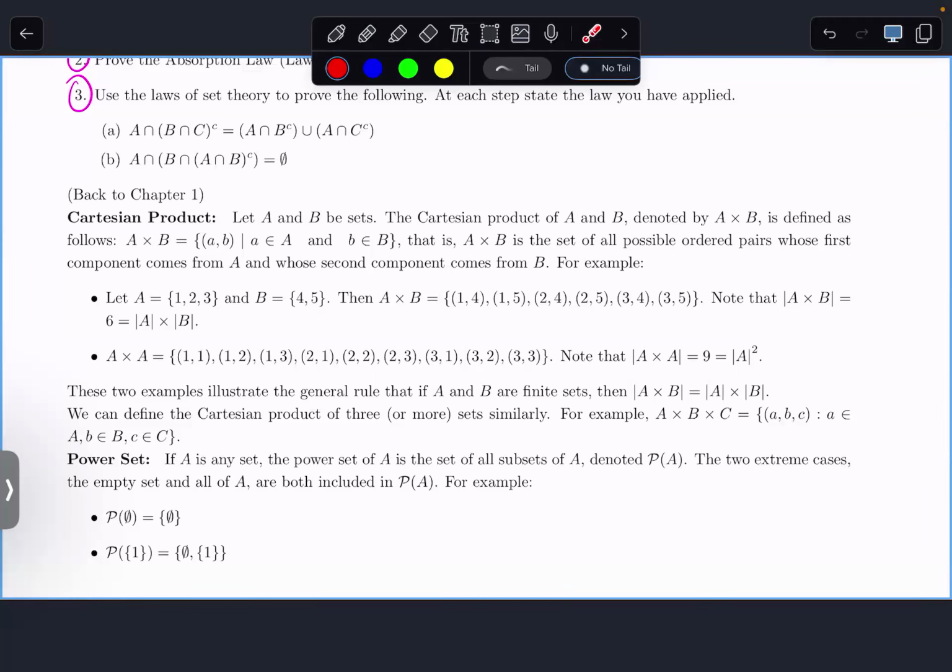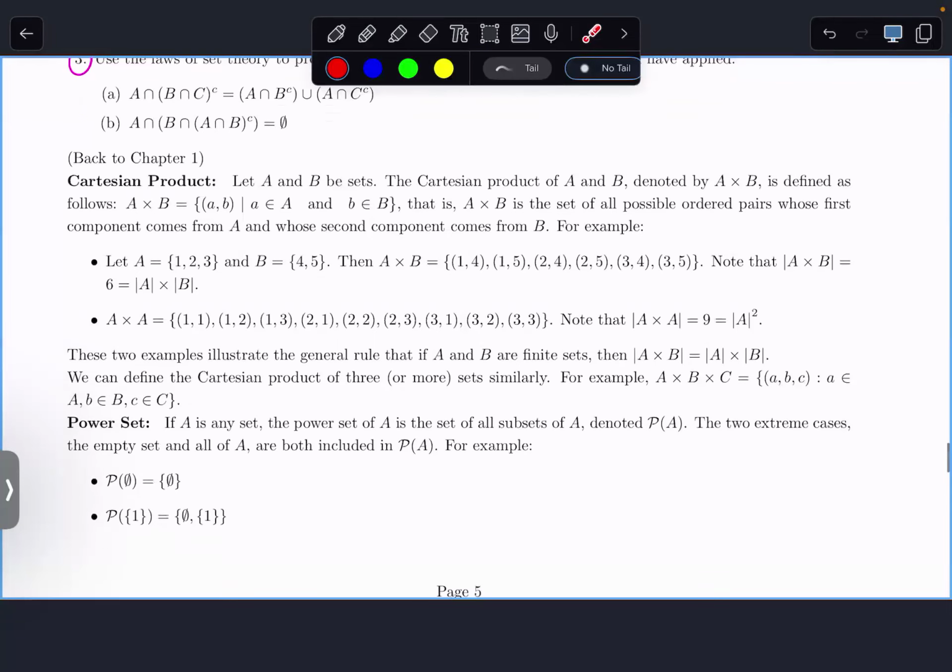Cartesian product. Okay, that means nothing to me. At least kind of with my, well, it means something to me because I know what it is. But when I think about what it could possibly be, there are no clues to me here. So we have to rely on the definition.